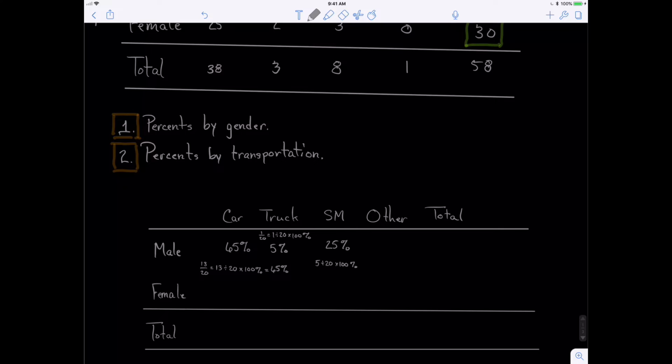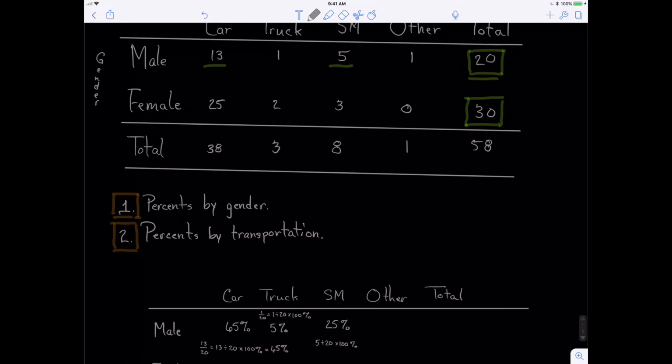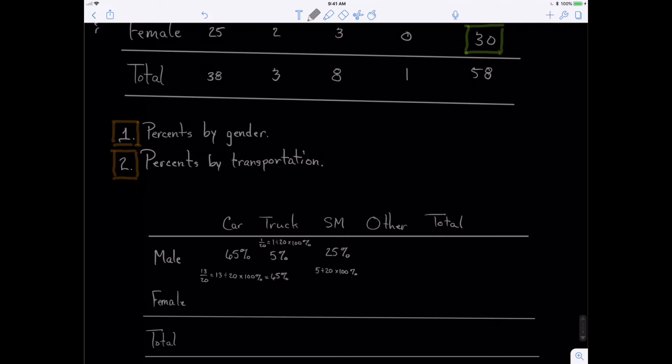And finally, the other category is 1. Others is 1, and we've already done 1/20th in our calculation for trucks, so we know that others is 5%. Now let's add these up. 65 plus 5 is 70. 70 plus 25 is 95. 95 plus 5 more, that's 100%.